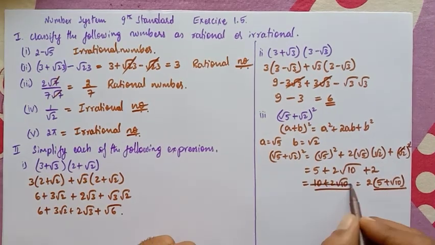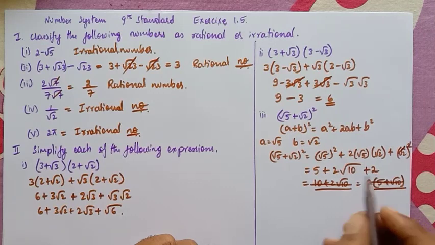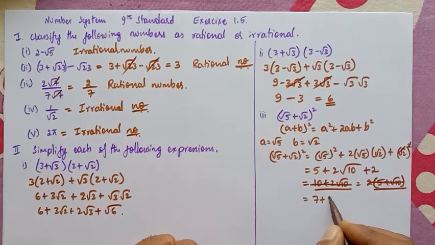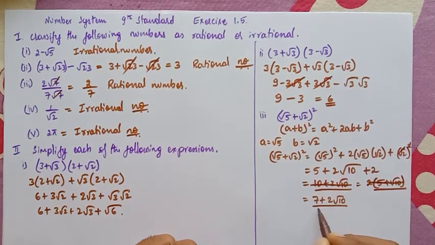You have made a mistake here. Here 5 plus 2 is equal to 7 plus 2 root 10. This is the answer.